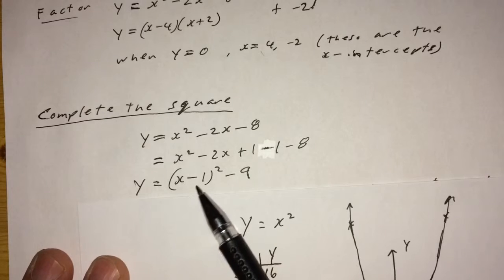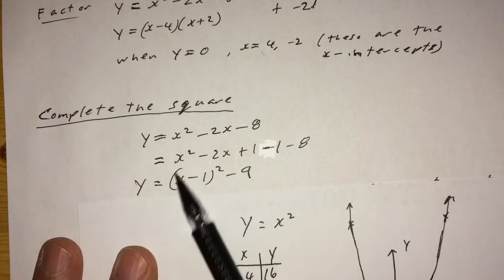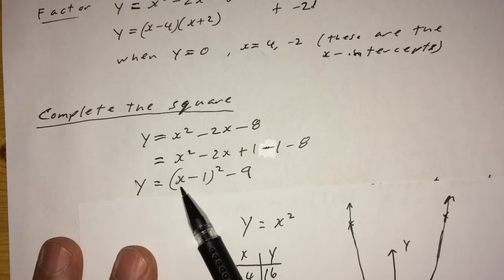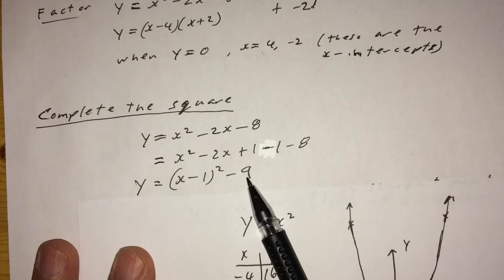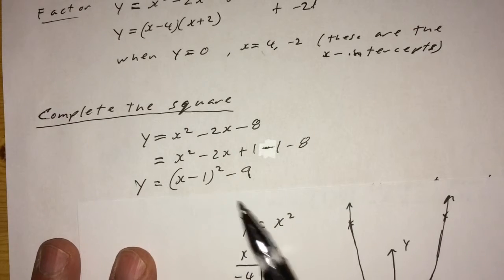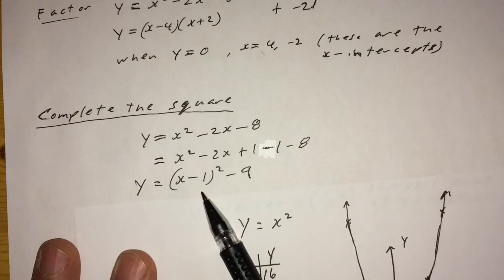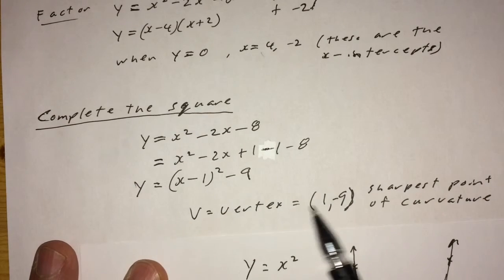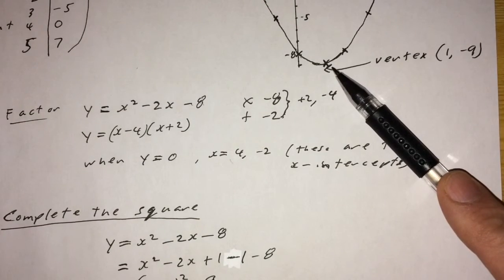Now, some important numbers that pop out from here are, well, let's think of what value I could sub in for x here so that the squared part is 0. Well, if I subbed in 1, 1 minus 1 is 0. 0 squared is 0, so y equals negative 9. What's neat about this form is we can get the vertex right from it. So when we complete the square, we can put it in what's called vertex form. Okay, so the vertex in this one is 1, negative 9. That's the lowest point on this curve, 1, negative 9.